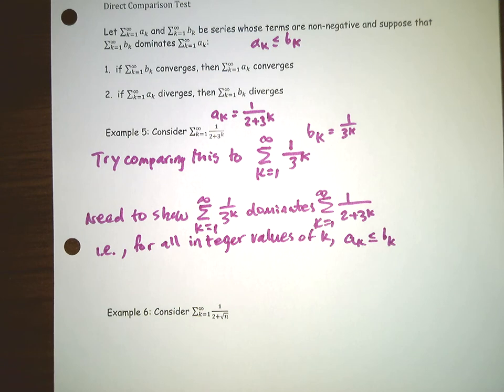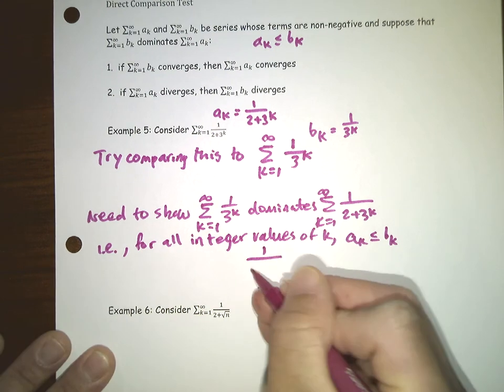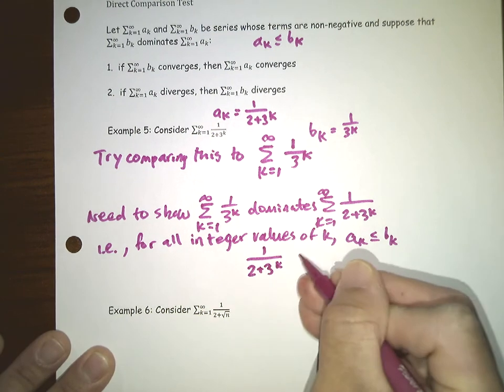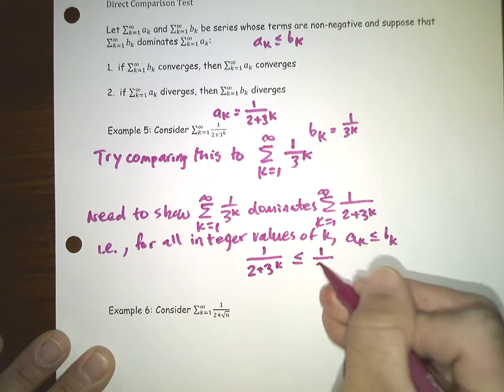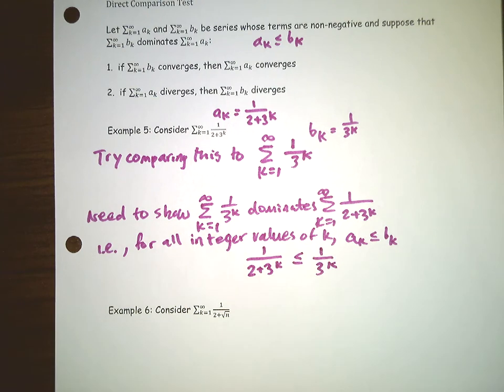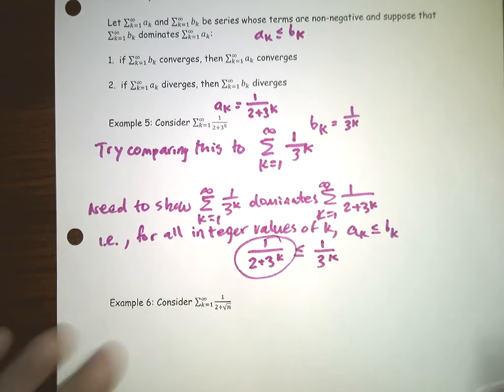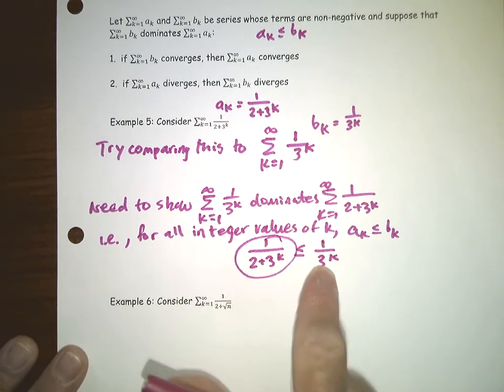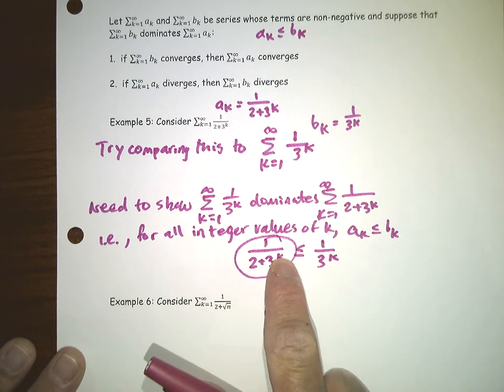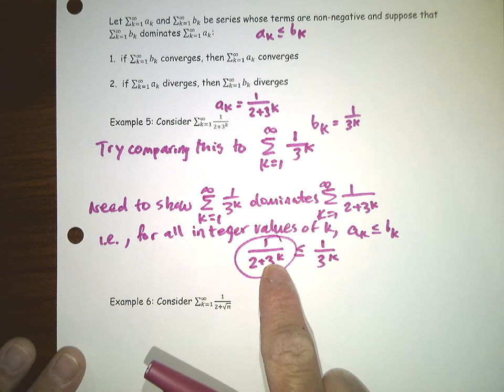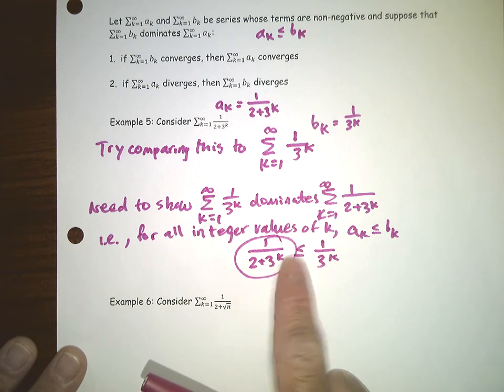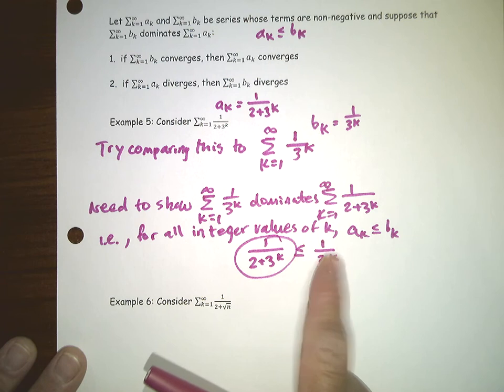So a_k is 1 over 2 plus 3 to the k, and b_k is 1 over 3 to the k. And how would you know that is true? Well, this is actually a smaller value than this, because the limit as k goes to infinity would have this one going to values of 0 faster than that one, all right?